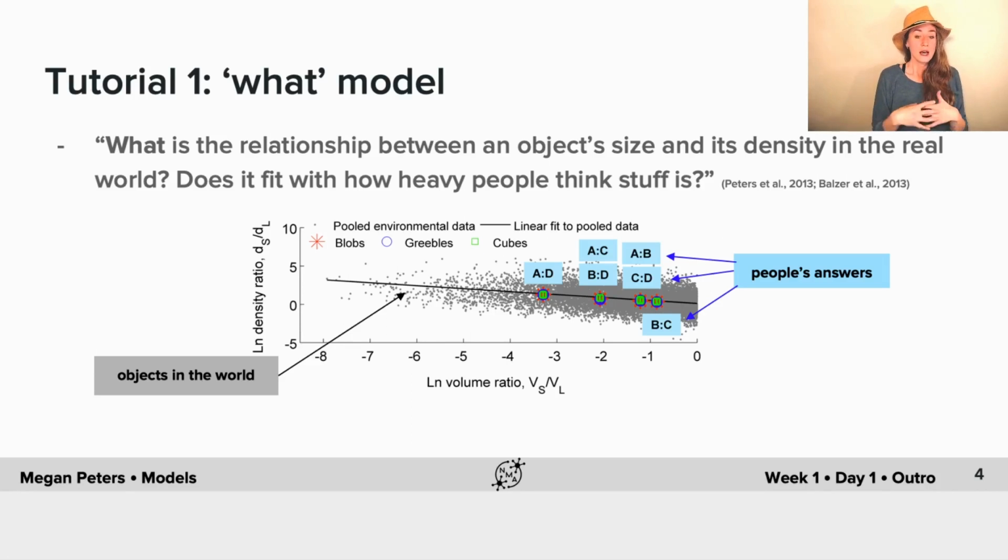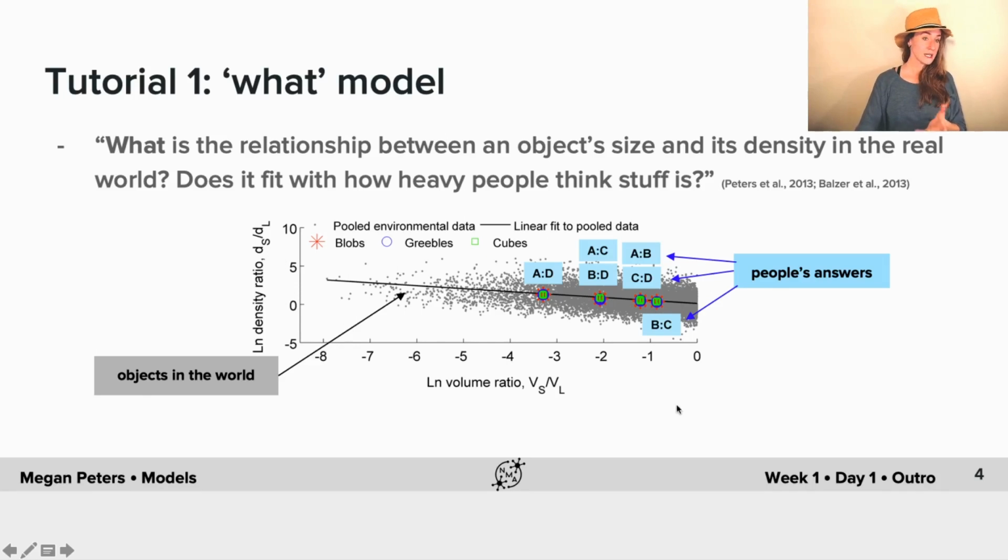And so this was just another example of a descriptive model in neuroscience, that I could describe the relationship between volume and density in the world, and then I could describe how people's answers fit onto that relationship. So this is one example, but there are a lot of others too.